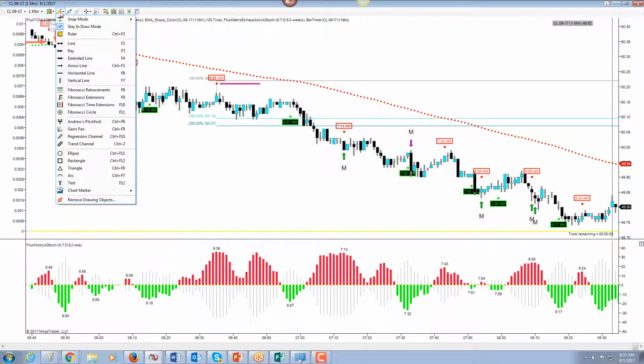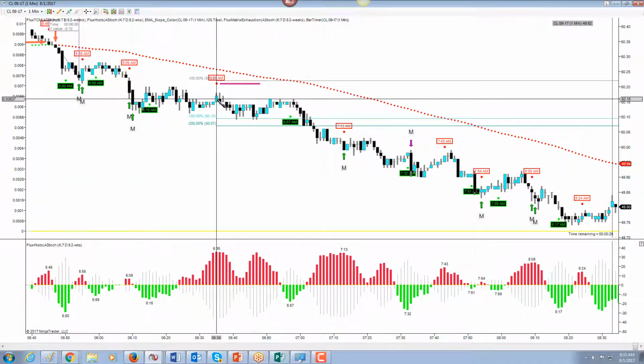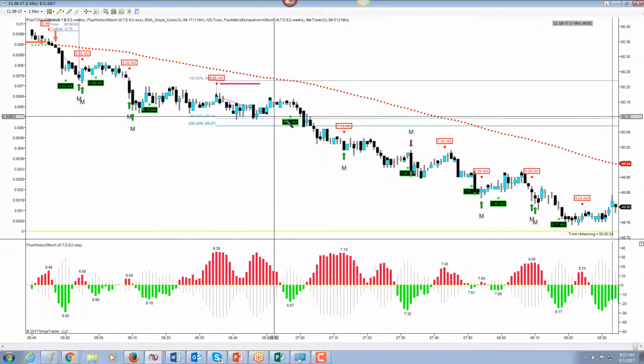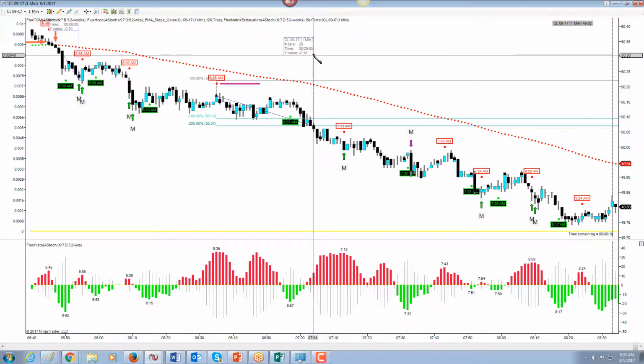And so just like we did earlier in the morning, I'm going to put my ruler tool here and just show you where 10 ticks gets crossed over. And it happens right there. So there's the second setup.